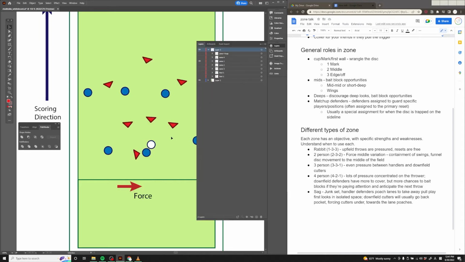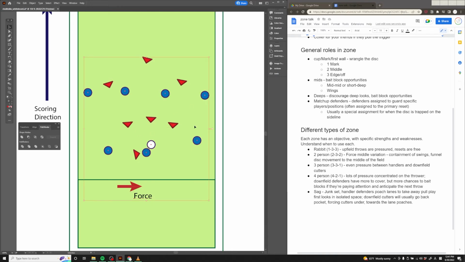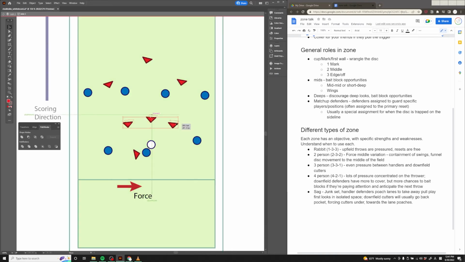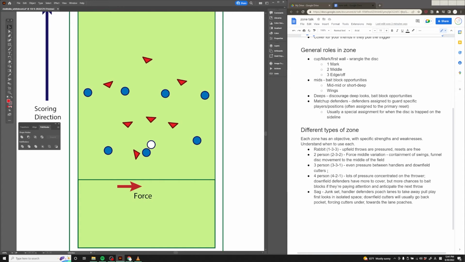But in a one-person cup, or a one-person cup with a wall, these defenders have a lot more freedom to be dynamic. They don't have to stay in position, right? Because remember, we're trying to cover a person in our area, so they have a lot more freedom to cover the people that are in their area, rather than stay as a part of the marking formation. So you can kind of think of each of these zone options as a balancing act between how much pressure you are putting on the resets and how much pressure you are putting on the downfield cutters.